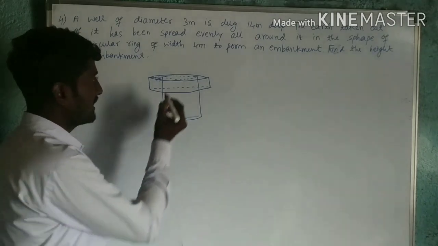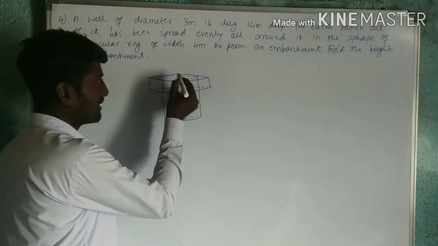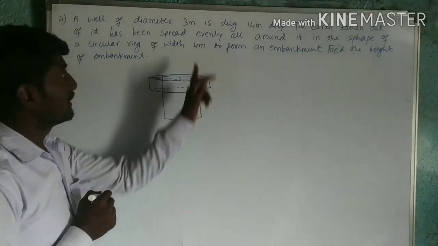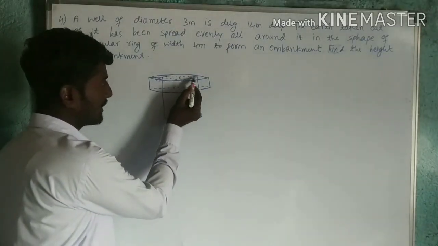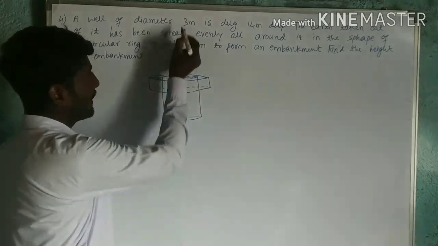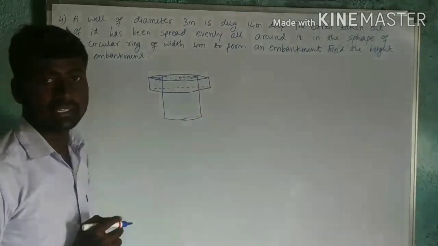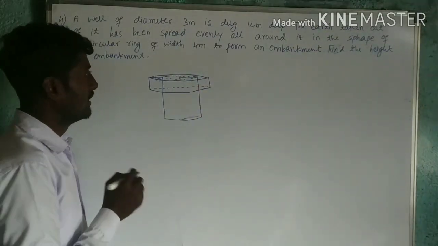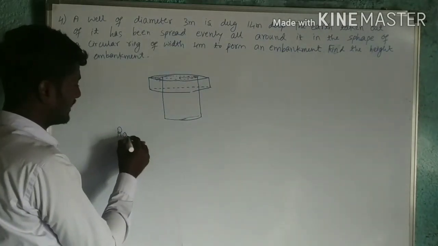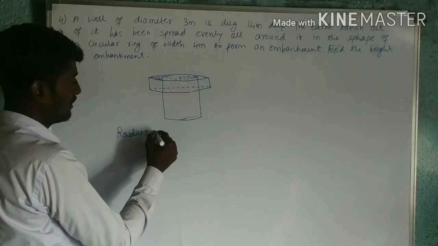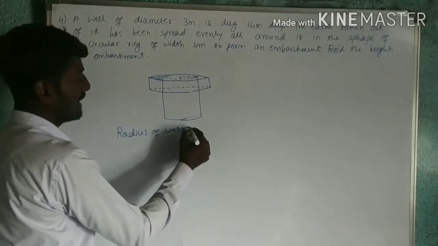Next, let us take this as the center of the soil. The diameter is given, so the radius is 3 by 2. From here to here is 3 divided by 2 meter, and from here to here is 3 divided by 2 meter. Now let us take the radius. The radius of the well, I will take it as R1.